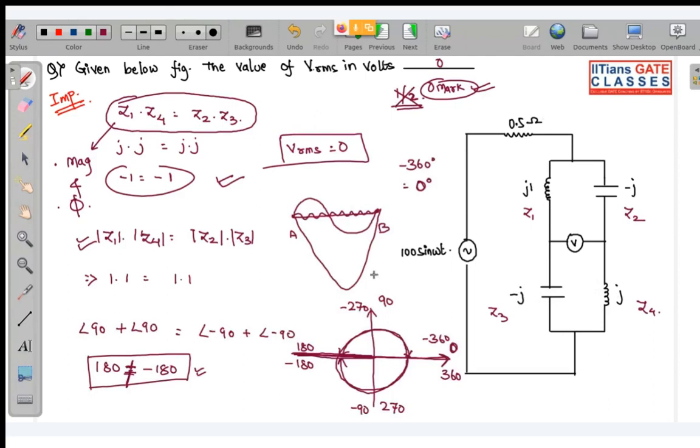So what I was telling is that this 180 and minus 180 degree are not the same, but they represent the same axis, the same angle. Here it is not the same, because the way in which we are representing it is different. So that is why your bridge is unbalanced at this point. Why is it unbalanced? Because of the phase condition. Okay, due to the phase condition it is unbalanced. So now we have to find VRMS. So now it is very simple.